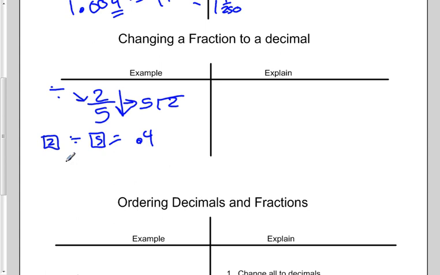All right, if I do another one, how about 1/3? Again, on my calculator, I'm going to type 1 divided by 3.